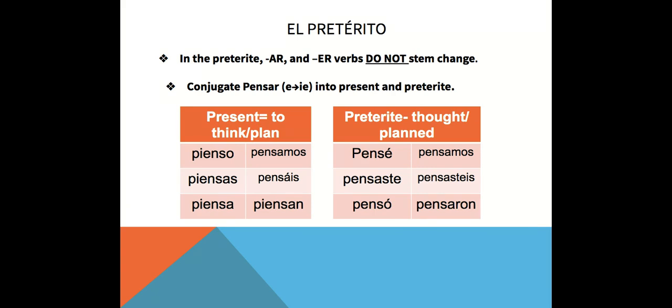Pienso, piensas, piensa, pensamos, pensáis, piensan. In the preterite, it means I thought or planned. So like I planned to go to the mall, but we're in quarantine and it's closed. So notice there's no stem change. It's just pensé, pensaste, pensó, pensamos, pensaistis, pensaron. Just chop off the AR at the end of pensar and add your AR preterite endings.